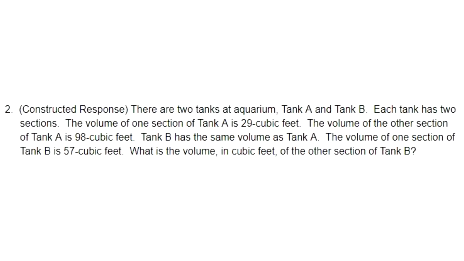Number 2 says, there are 2 tanks at an aquarium, tank A and tank B. Each tank has 2 sections. The volume of one section of tank A is 29 cubic feet. The volume of the other section of tank A is 98 cubic feet. Tank B has the same volume as tank A. The volume of one section of tank B is 57 cubic feet. What is the volume in cubic feet of the other section of tank B?